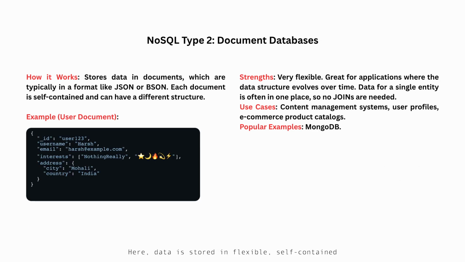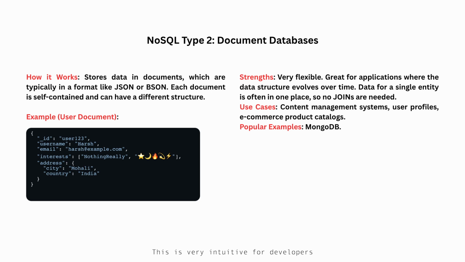Here, data is stored in flexible, self-contained documents, most commonly using a JSON-like format. Think about a user profile. If it has a username, email, maybe a list of interests, and a nested address object in a document database, all of this information can live together in a single document.